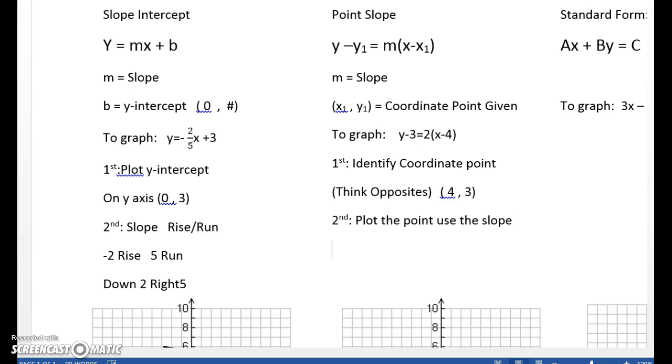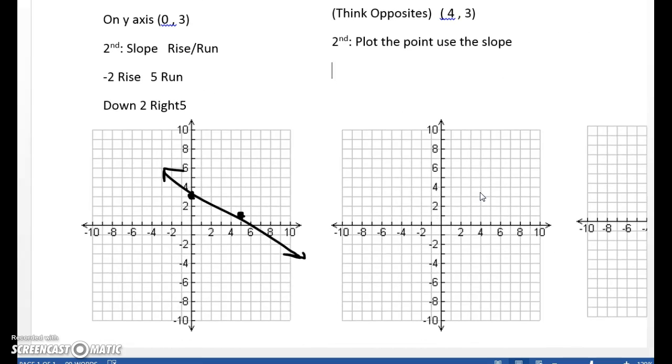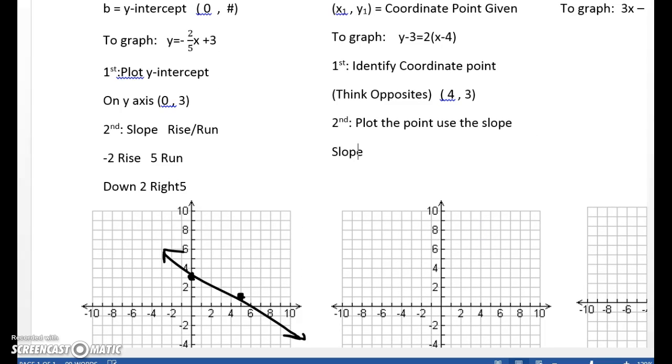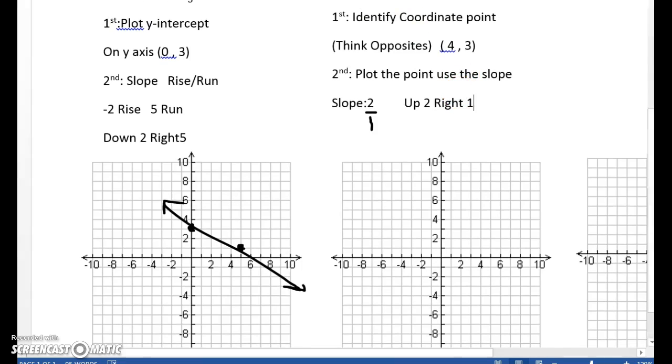So here in this case, we plot our point at 4, 3, and then we're going to use that slope. Our slope here is 2. We can see that from this equation, which tells me I need to go, let's talk about this in terms of our rise over run. If I just see a number up top, we can always put that over top of a 1. So for this slope, I need to go up 2 to the right 1 from this coordinate point. So I'm going to plot my coordinate point of 4, 3.